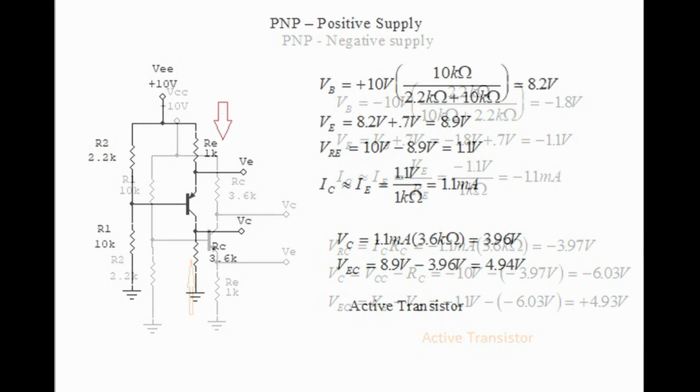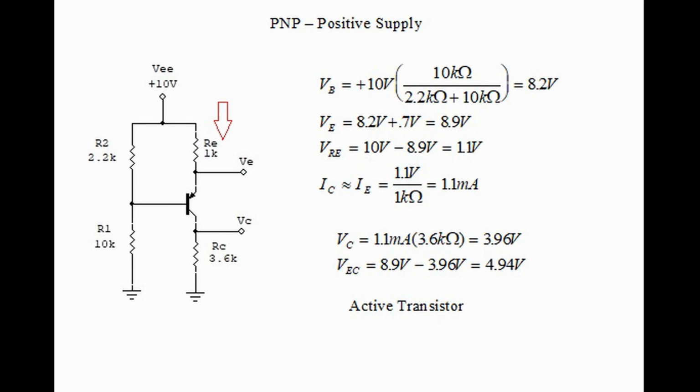One way to simplify the previous calculations is to take the transistor and flip it upside down and use a positive supply. The red arrow indicates that the conventional current is flowing from VEE down to ground as we would in an NPN transistor. Let's begin as always with the base. The voltage on the base is 10 volts times 10 kiloohms divided by 2.2 kiloohms plus 10 kiloohms, which equals 8.2 volts. Voltage on the emitter is 8.2 volts plus 0.7 volts, which equals 8.9 volts.